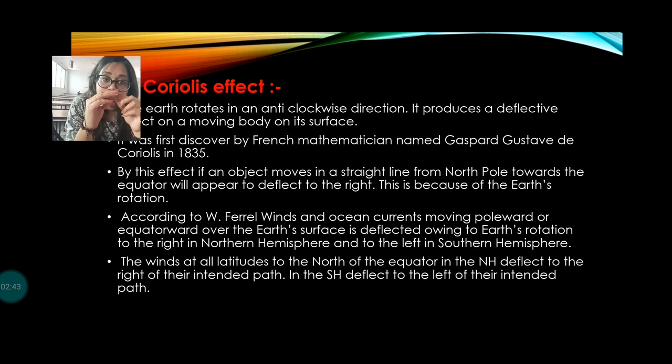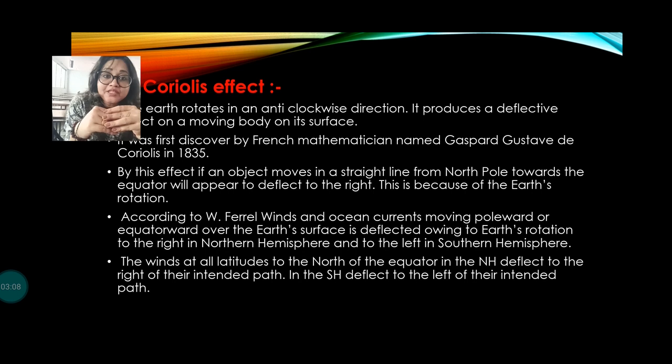And this is due to the Earth's rotation. Okay, you can see in the northern hemisphere, due to the Coriolis force, the winds, trade winds and the tides will move to the right-hand side in the northern hemisphere and to the left-hand side in the southern hemisphere. According to Ferrel also, the winds and the ocean currents move poleward and toward the equator.